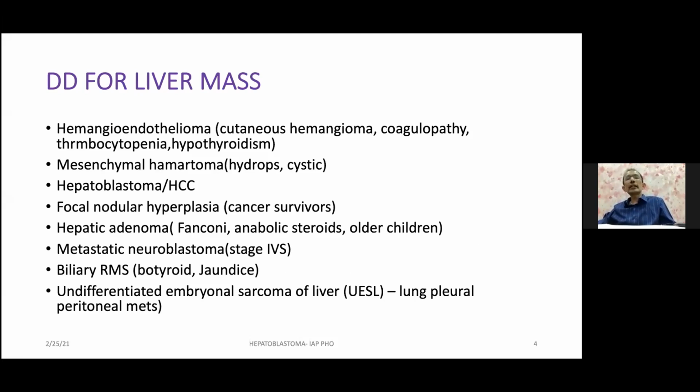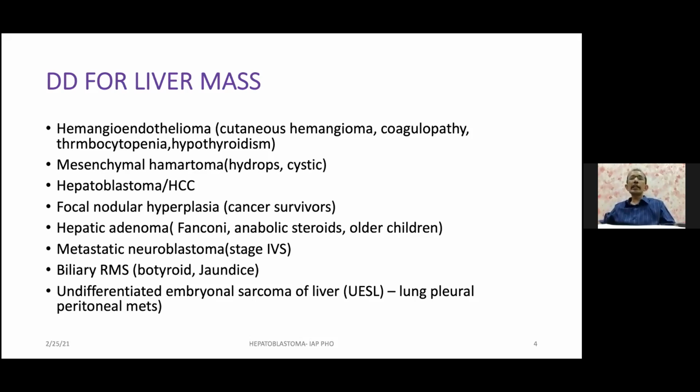Hemangioendothelioma, mesenchymal hamartoma, hepatoblastoma or hepatocellular carcinoma, focal nodular hyperplasia, hepatic adenoma, metastatic neuroblastoma, biliary rhabdomyosarcoma, undifferentiated embryonal sarcoma of the liver. All these I have seen, but only in the last 20 years, not in 2 months. So for you, if there is a liver mass, the most common, 90% will be either hepatoblastoma or hepatocellular carcinoma. Okay, that you have to understand. So don't think of rare things.